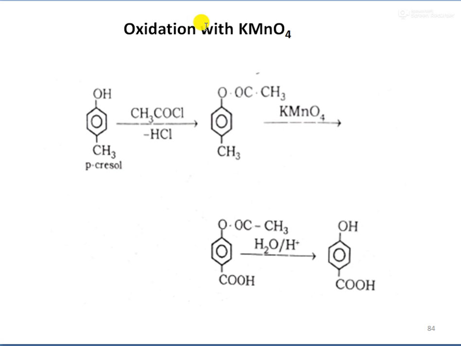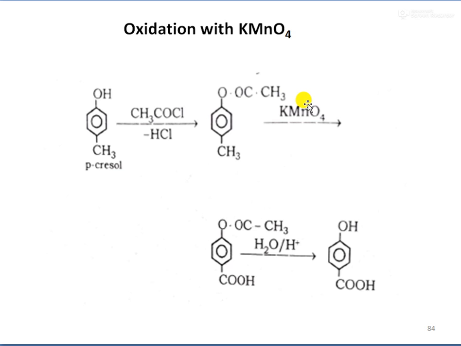Then the most important oxidizing agent is always KMnO4. It is very strong. So in the case of KMnO4, you can see that in this phenolic compound, which is a para-cresol, the CH3 part is oxidized to a carboxylic acid group. KMnO4 is a very strong oxidizing agent.